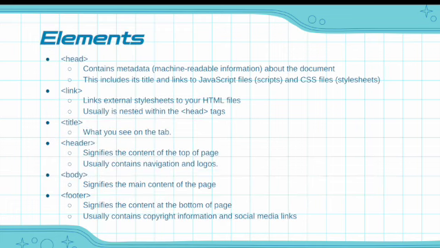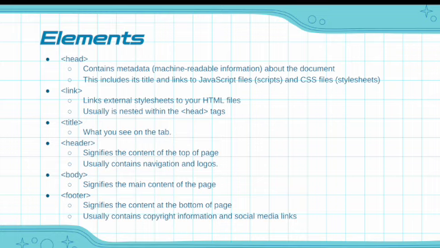Some elements that you'll need to familiarize yourself with: the head element contains metadata about the document. This includes its title and links to JavaScript files or CSS files. The link tag links external style sheets to your HTML files. They're usually nested within the head tags. Title is what you'd see on the tab, and that's also nested within head. Header signifies the content at the top of the page and usually contains navigation and logos. Usually something you nest within a header would be an H1 tag, which we'll get into later, or nav tags, which will be later in the course.